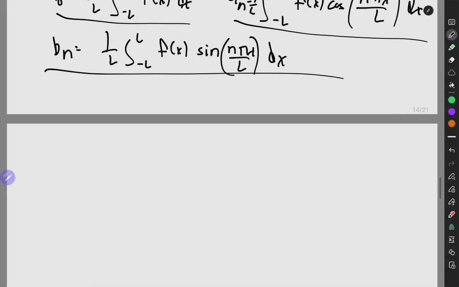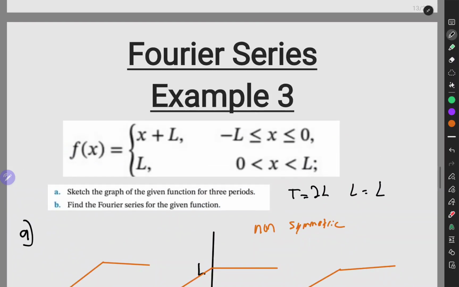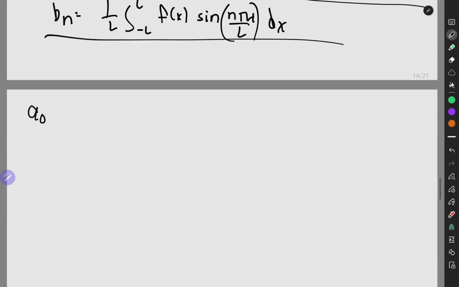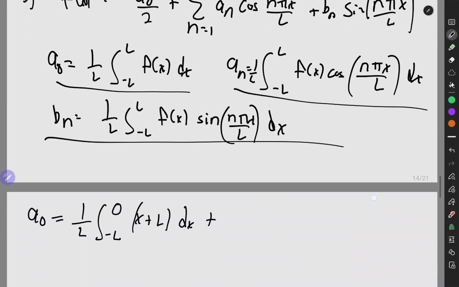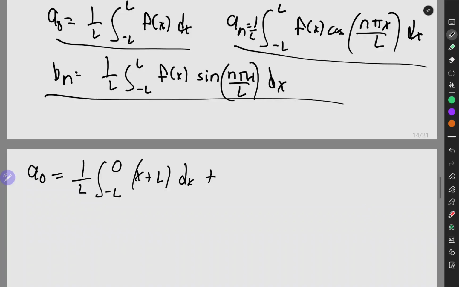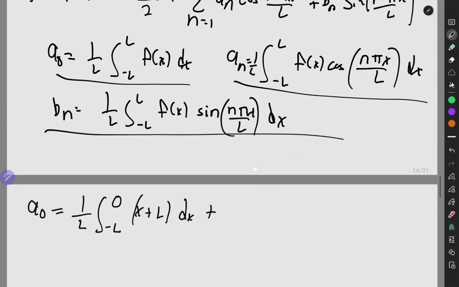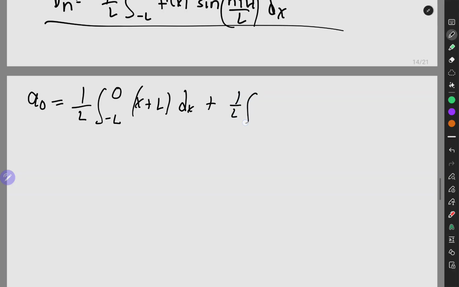Solve for A naught. For this one, we're given x plus L from negative L to 0. You're thinking, oh, that's fun, right? Negative L to 0, x plus L dx, plus, here are the formulas by the way in case you're wondering, plus L from 0 to L dx. That one's really easy, right?